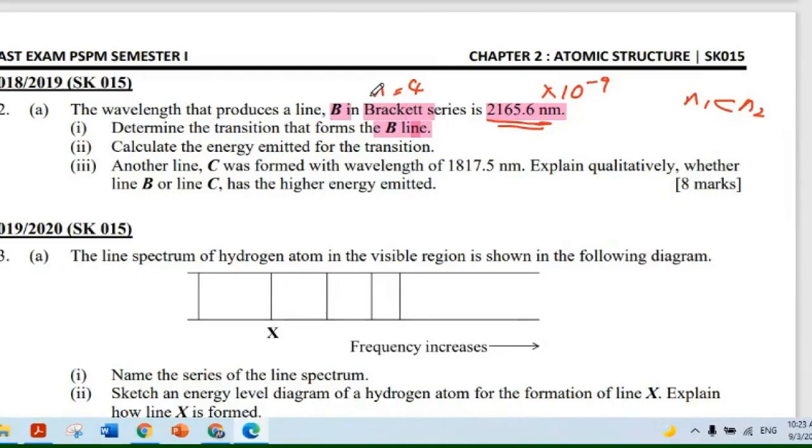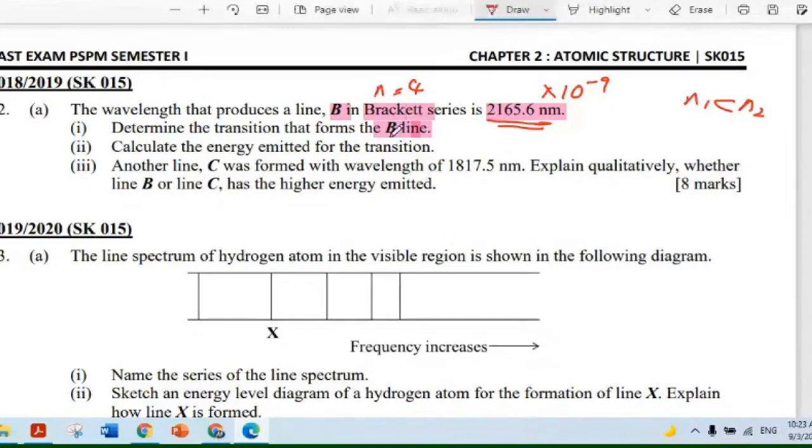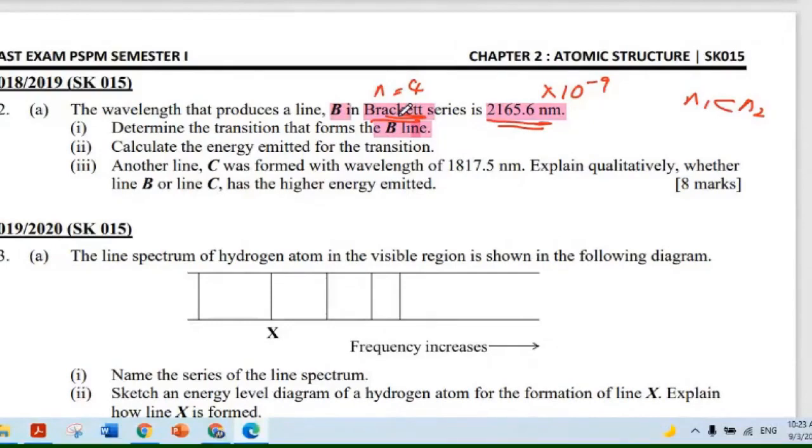Semua orang semasa jawab soalan ni kan, you kena clear. N1 ke N2 because bracket is the final line. Dia jatuh kat bracket. Maksudnya bracket dia akan kecil because the electron drop. So this is N equal to 4. So meaning that from higher. Okay, this one highest is N2. N2 must be larger than N1. This is N2, this is N1. So N2 must be larger.